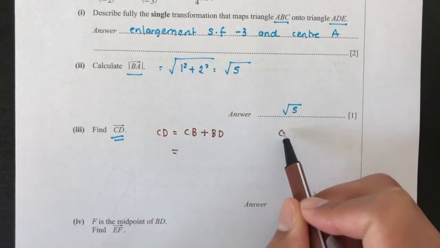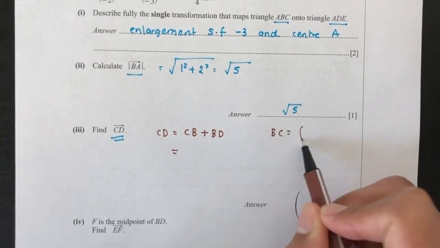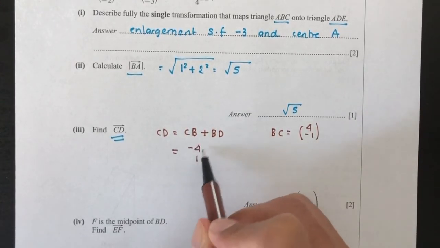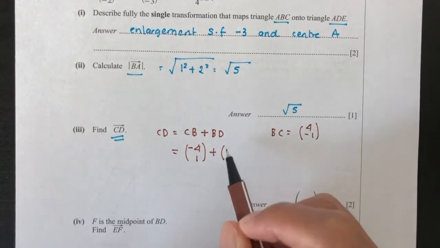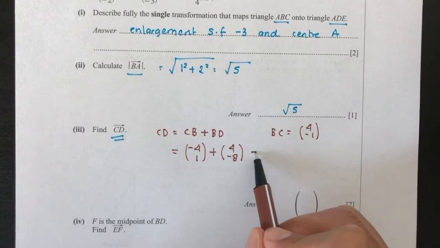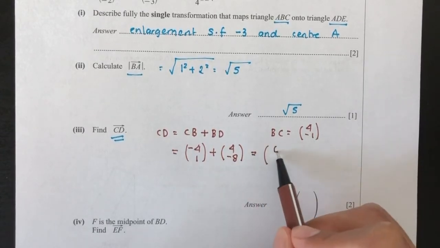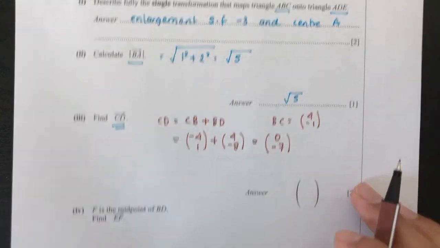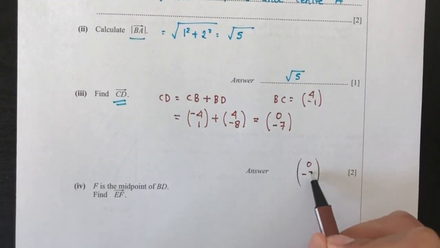So we know BC is 4 minus 1. So CB will be -4, 1. And plus BD will be 4 minus 8. So if you add those, that will become 0. And this will be -7. So CD will be 0 minus 7.